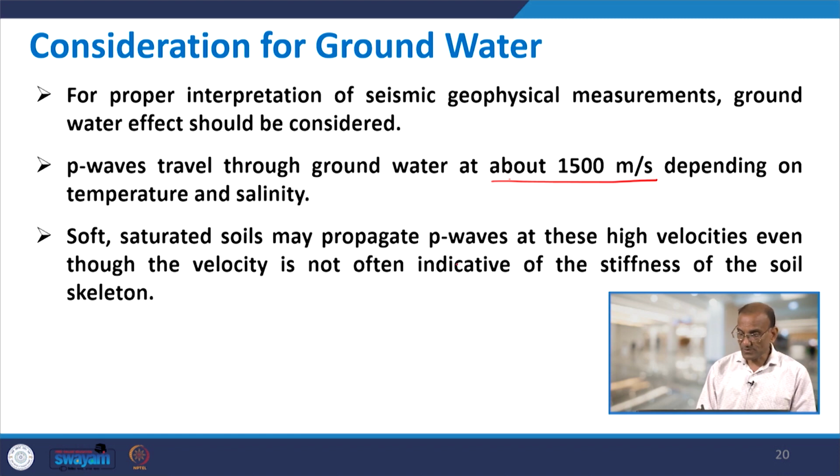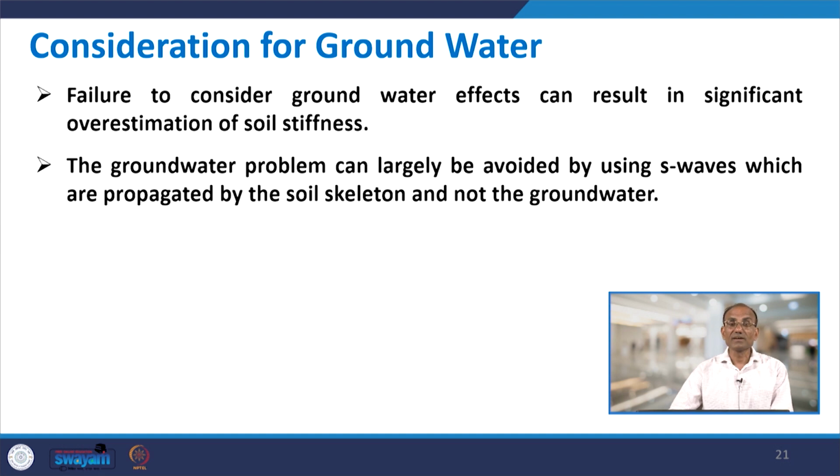So, this was about the P wave, but if you pass S waves, then the S wave will not pass through the water, because the water does not have shear strength; it has compressive strength, but not shear strength. As a result, failure to consider groundwater effects can result in significant overestimation of soil stiffness, and the groundwater problem can largely be avoided by using S waves, which are propagated by the soil skeleton and not the groundwater.